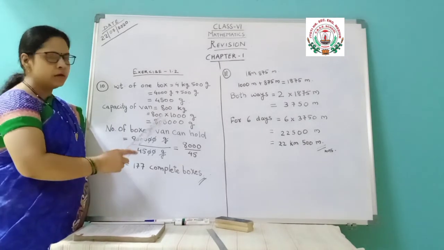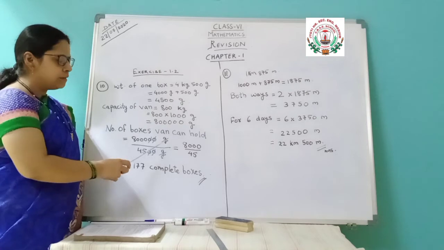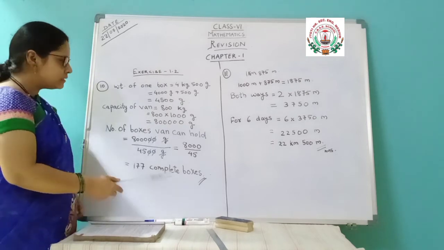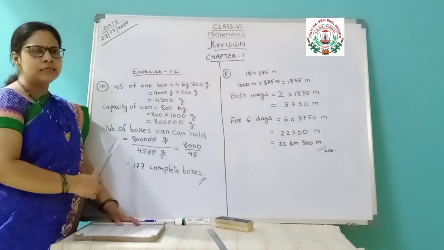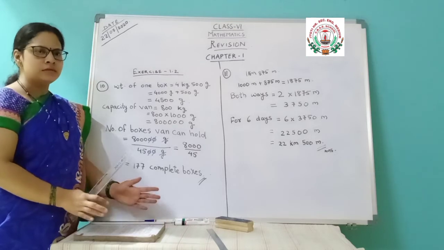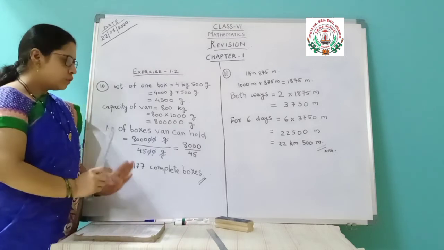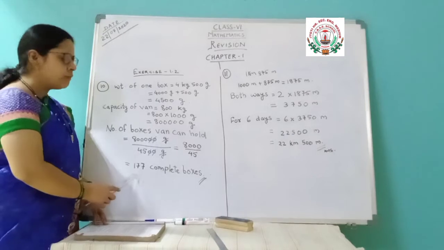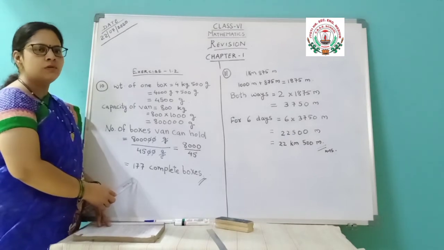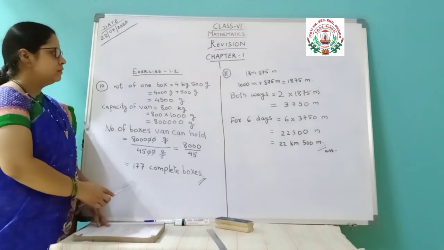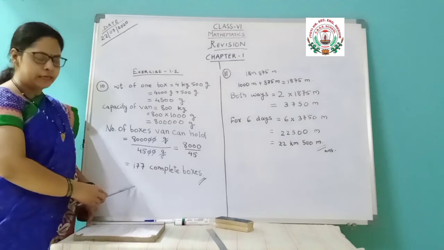So 7 is what? Grams only, or the grams is already cancelled. Otherwise grams will be there, that is negligible, meaning you can just neglect that. Complete boxes are asked, so a complete 177 boxes will be held in that van. So this is the solution of question number 10.